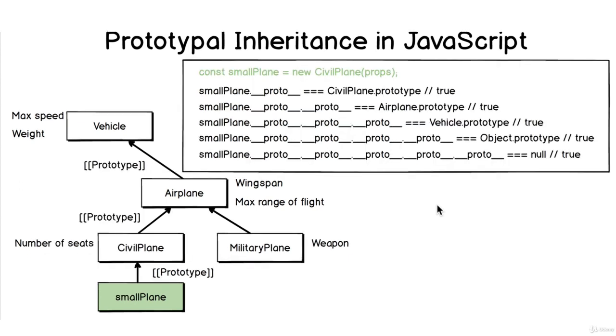Okay, let's move on. In this case, if we create an instance of the civil plane, then small plane dot proto will be equal to civil plane dot prototype. That's because small plane was created as an instance of the civil plane prototype. The prototype of this prototype is airplane.prototype. That's why this expression is also truthy. The next prototype in this chain is vehicle.prototype. And the prototype of this prototype is object.prototype. I have not shown this on this diagram for simplicity. And of course, the last prototype in the chain will be null. Please keep in mind that internally JavaScript uses this property to navigate through the prototype chain.